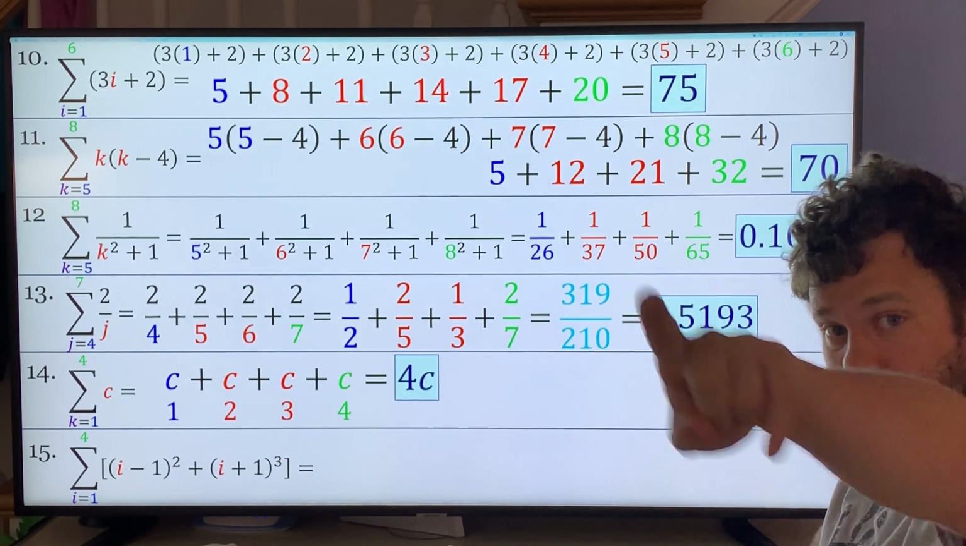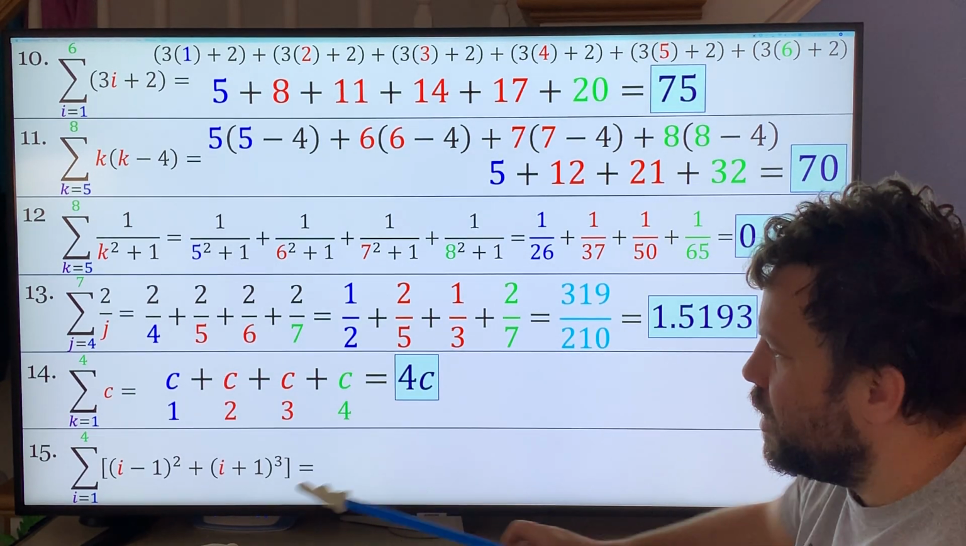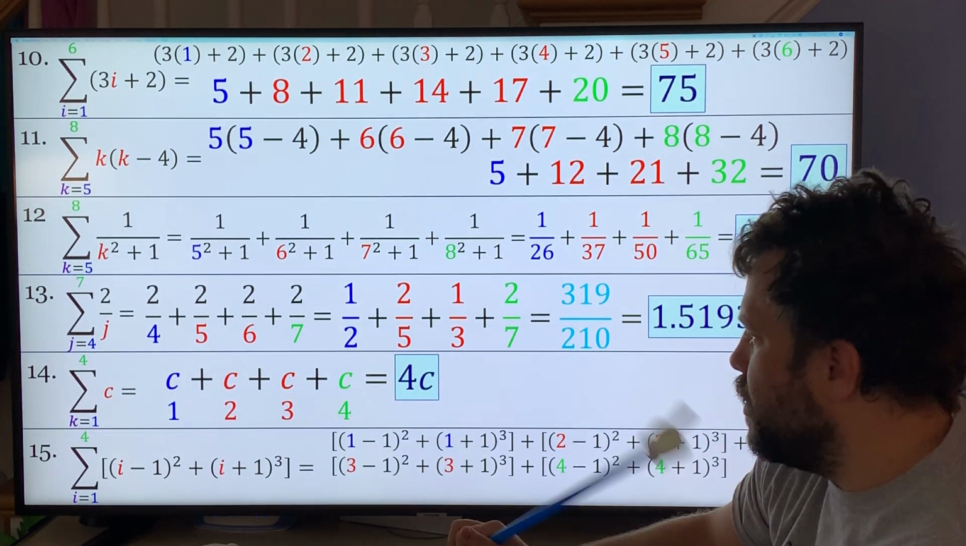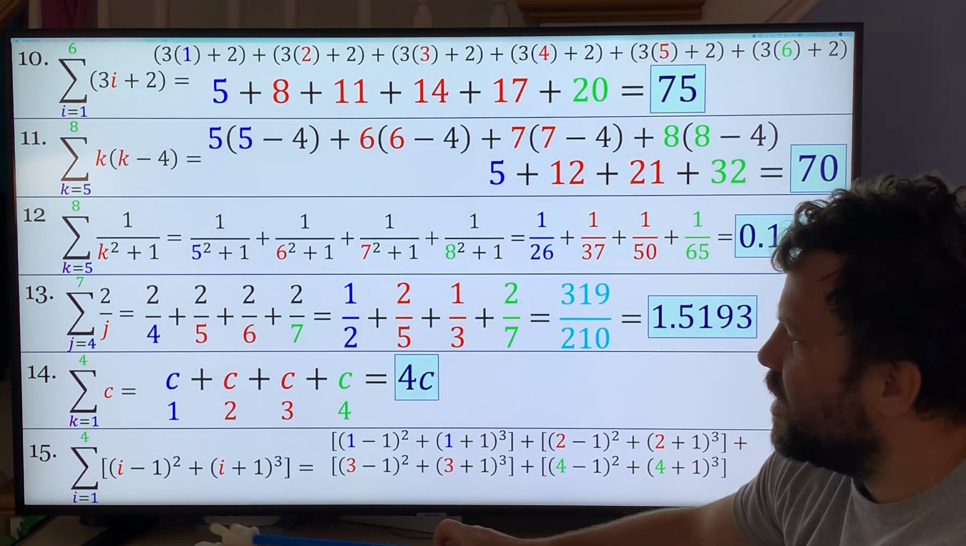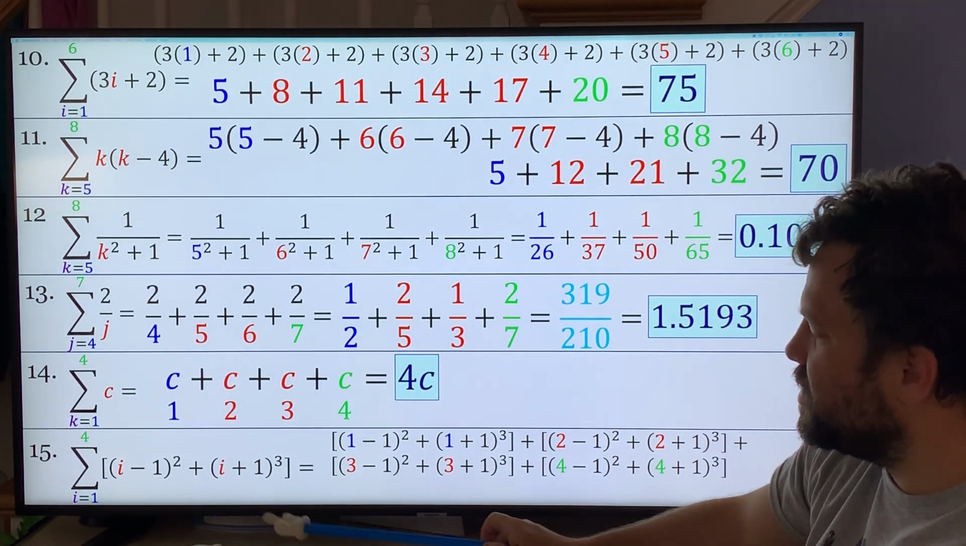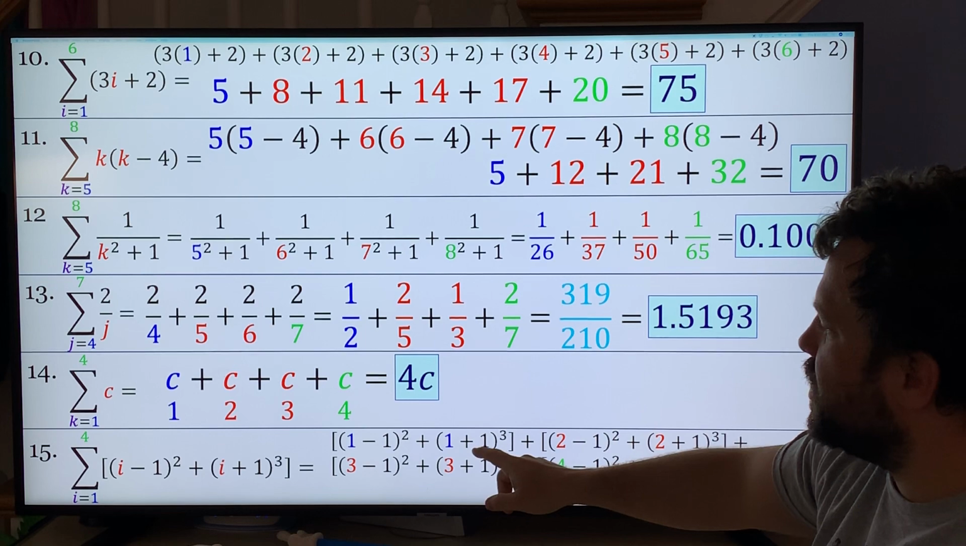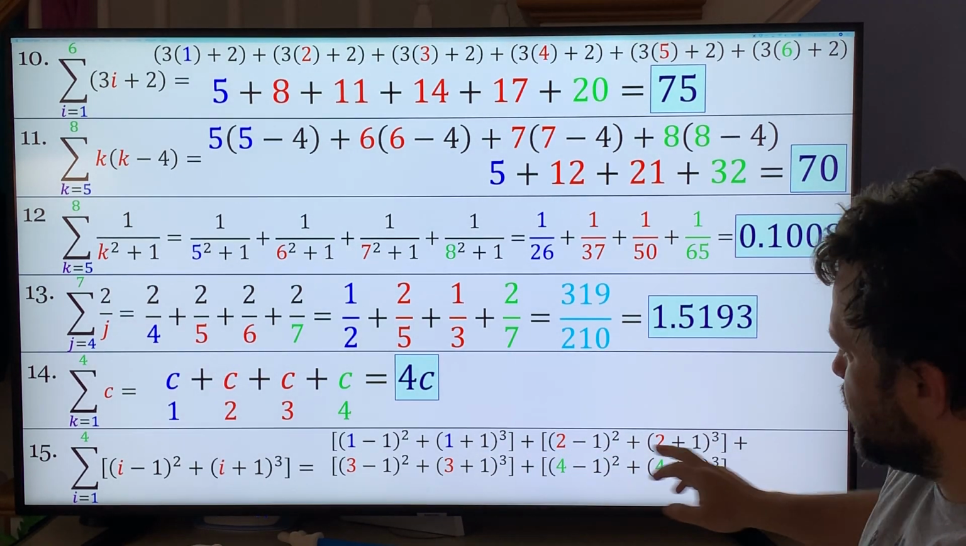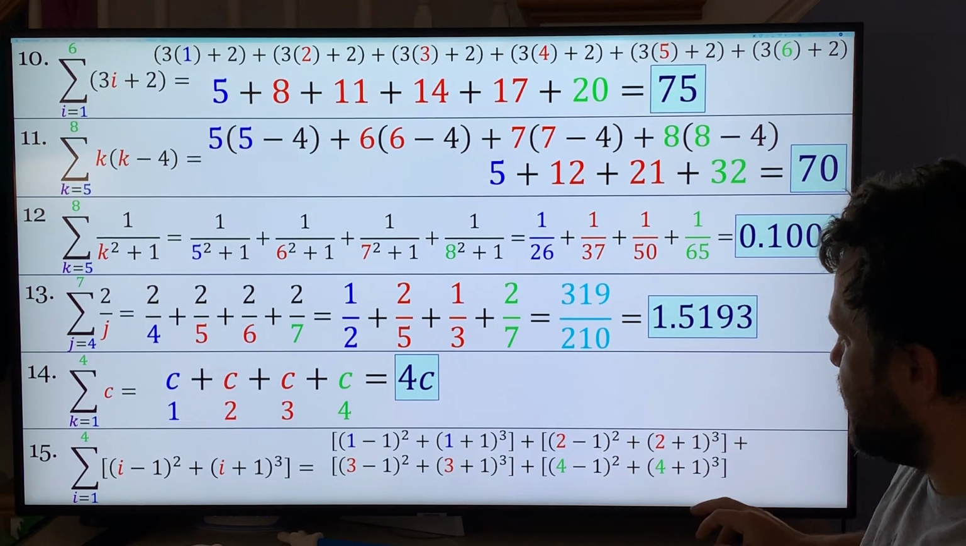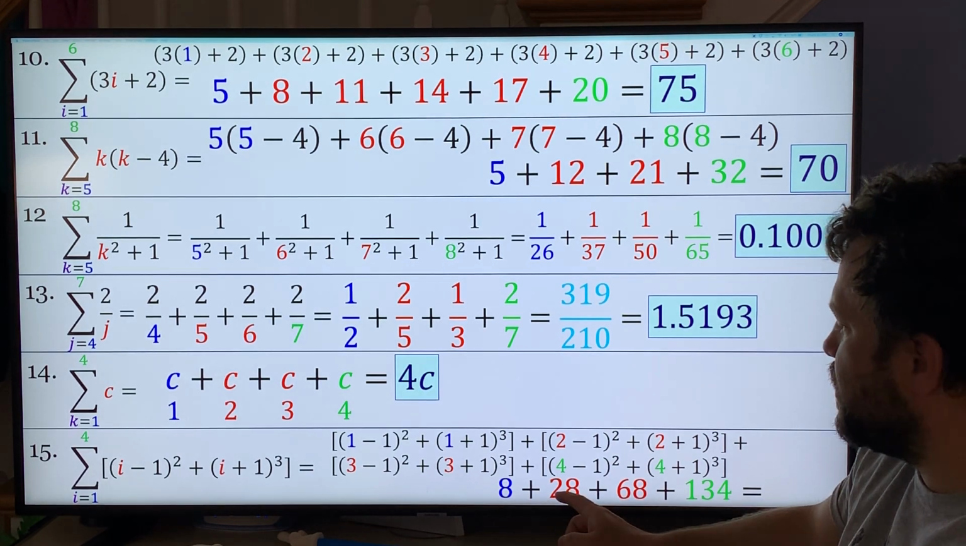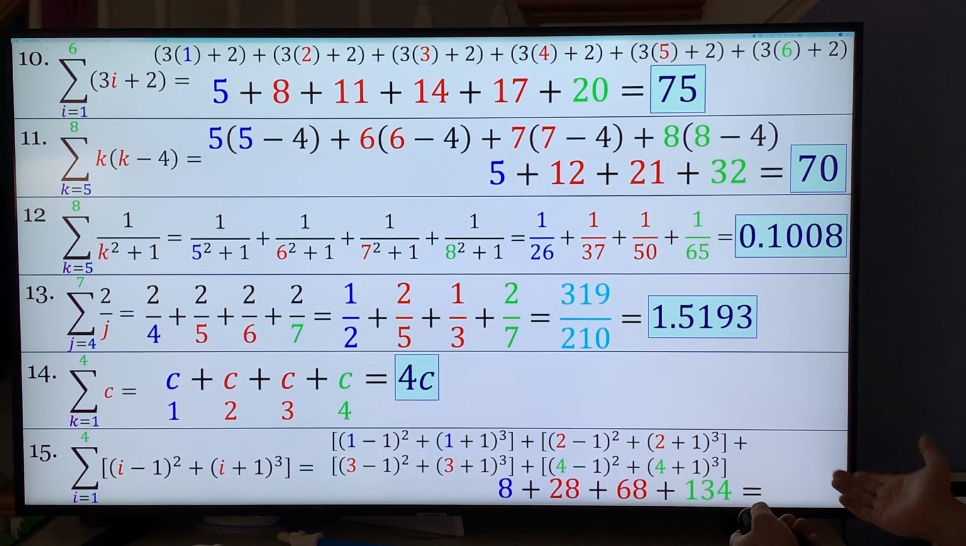Got to pay attention. All right. This one's a long one. You have to type in the 1 for both of these. So this is 1 minus 1 squared plus 1 minus 1 cubed. And then you do the same thing with 2, do the same thing with 3, and the same thing with 4. All right, you get 8 plus 28 plus 68 plus 134.